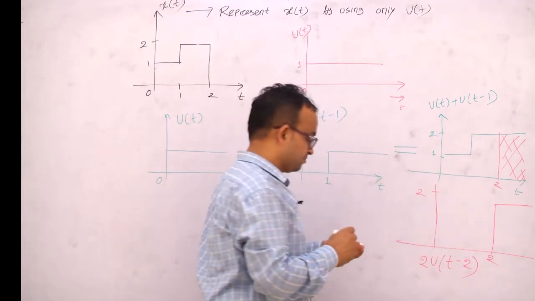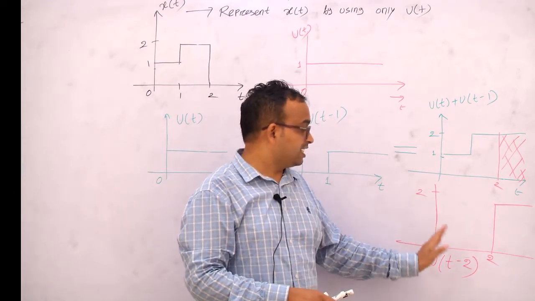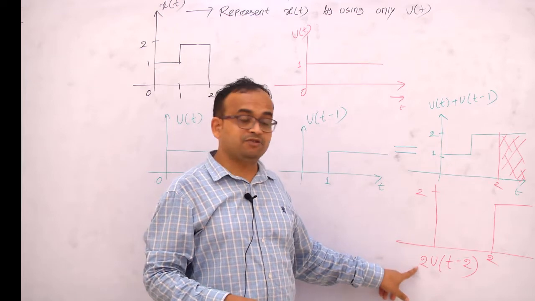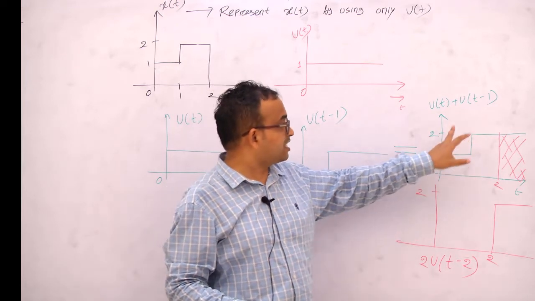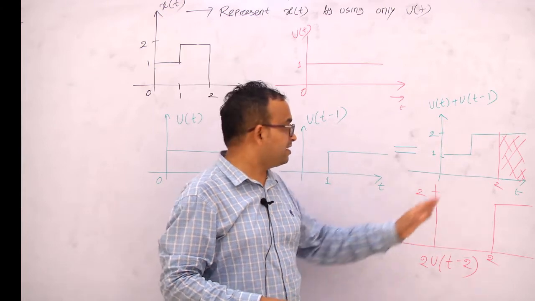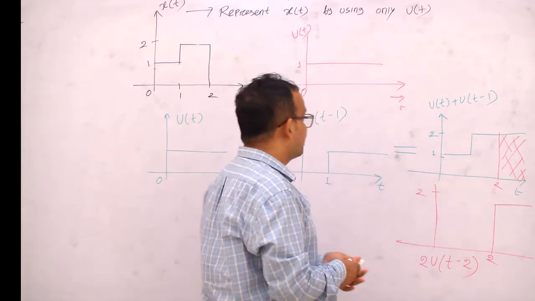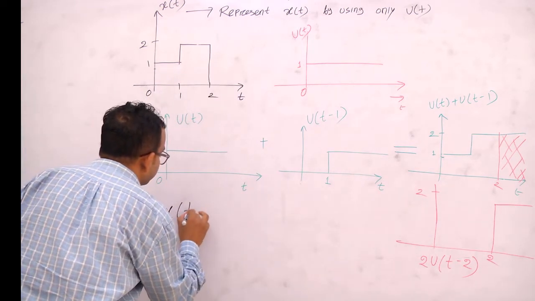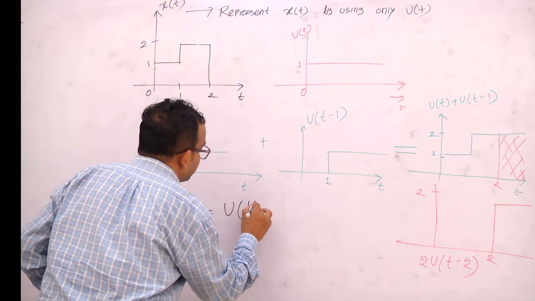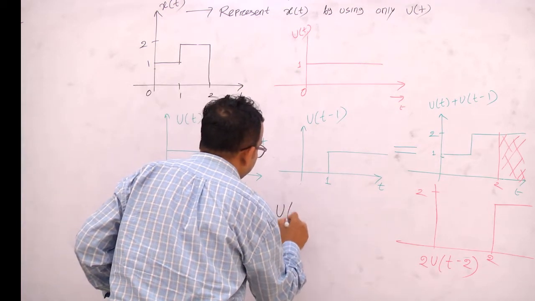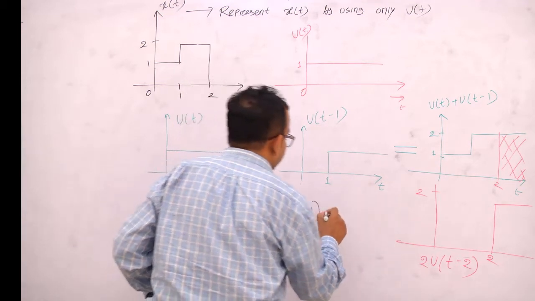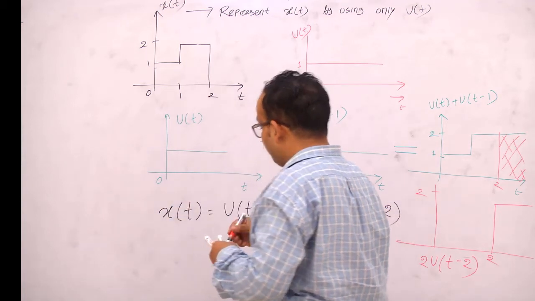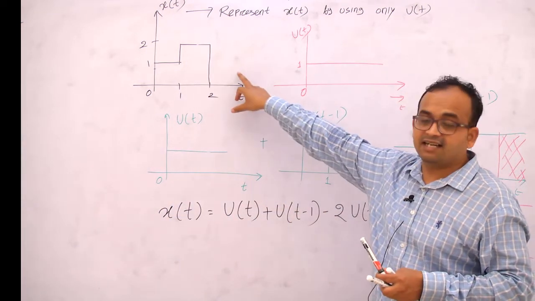Can I write like this? Simple thing. See, t minus 2 means the signal is shifted towards 2, and 2 is the amplitude. Now if I subtract this minus this, these things will be removed. So we can write the final signal x of t equal to u of t plus u of t minus 1 minus 2 u of t minus 2. So I can write the signal x of t.